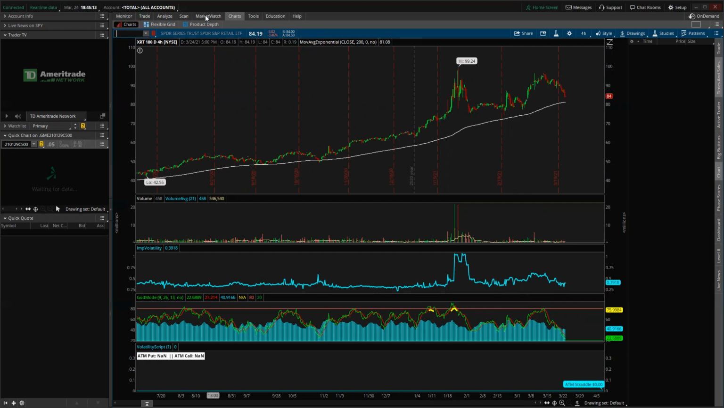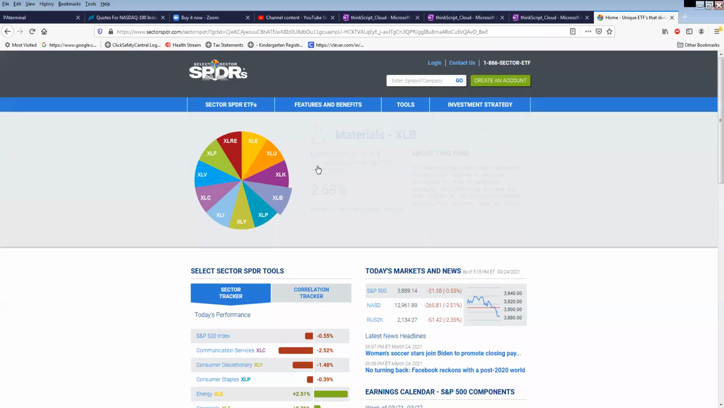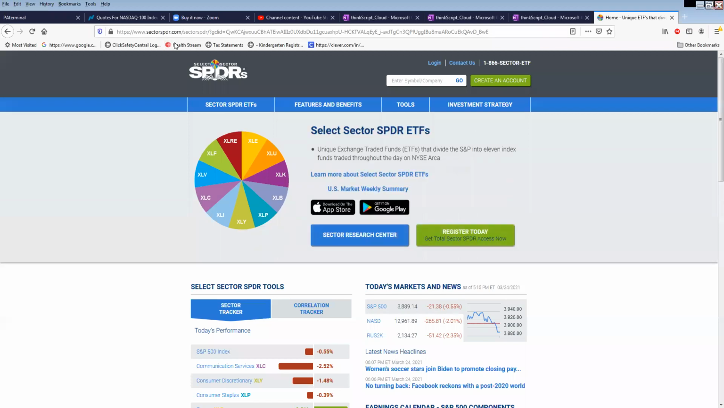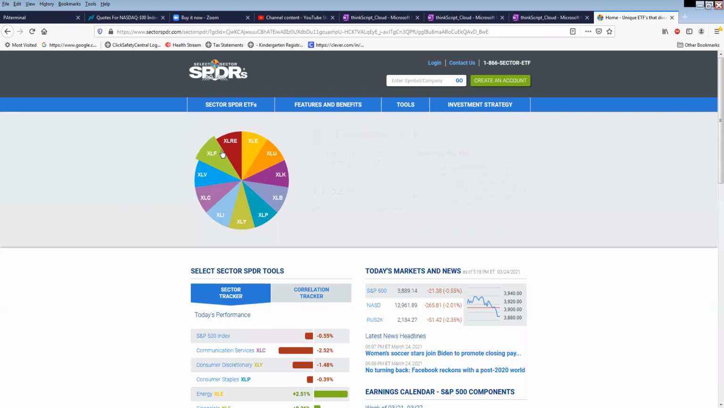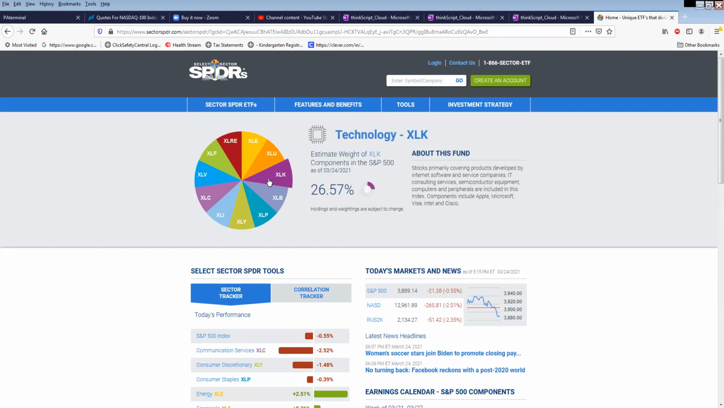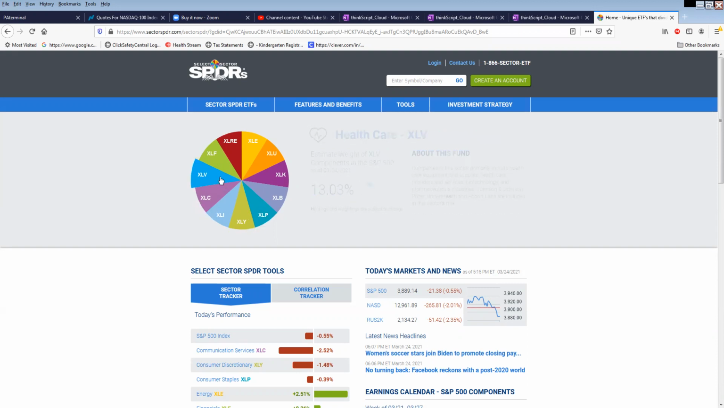So I'm going to switch over to a quick screen real quick. All right, as you can see now, sector Spiders, all S&P 500 products. It shows you all the weights. Obviously tech, like I said, is the biggest percentage holding here. Building materials, consumer staples, discretionary. That's anything basically you want. Consumer staples, all products you need, like toothpaste, food, etc. But this is all something to pay attention to.